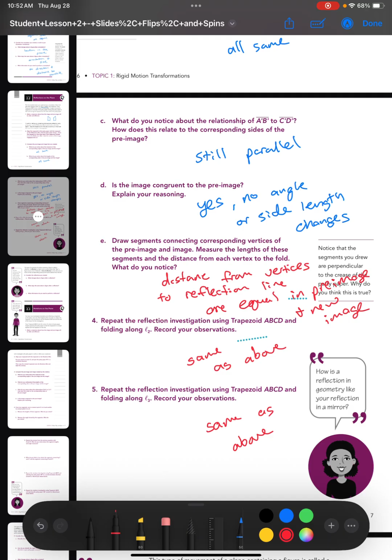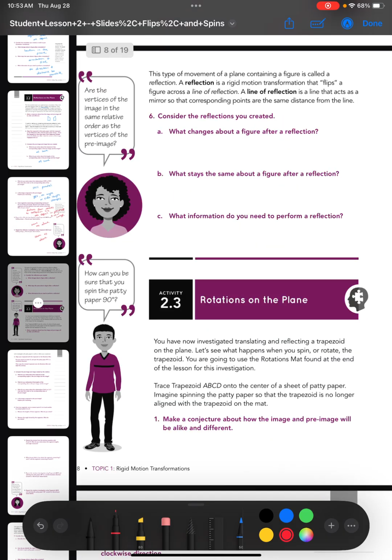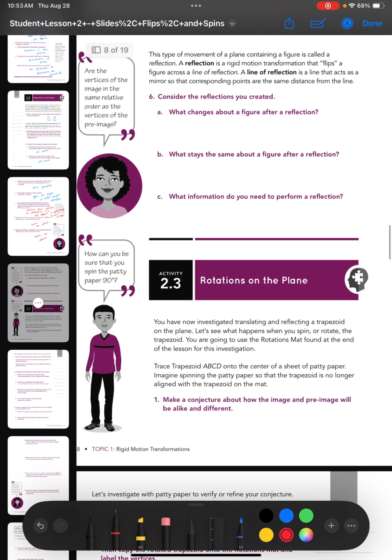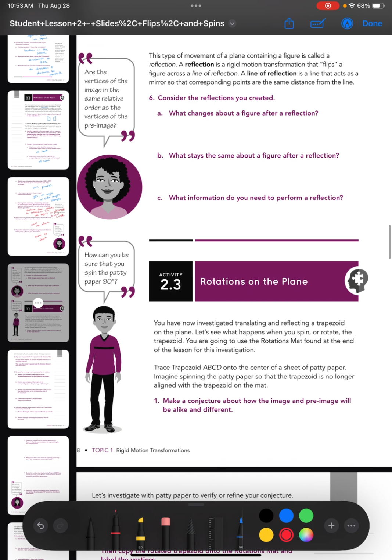you're going to find that the distance from the corresponding vertices to that line of reflection is the same. And again, that makes sense because we're reflecting it over an axis, which means it's going to remain symmetrical. And symmetrical means we're going to be equal on each side of that line of reflection. Okay, so again, that type of movement is a reflection.